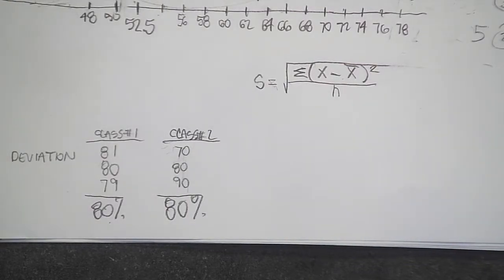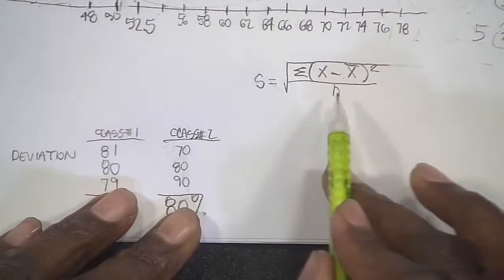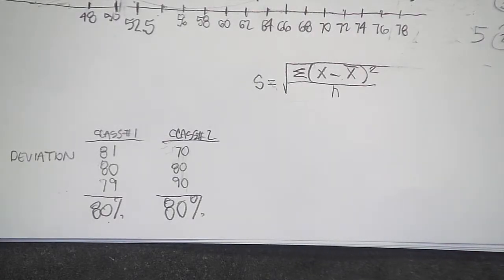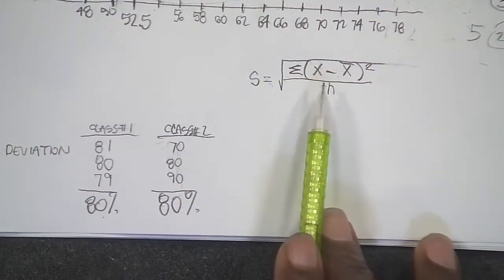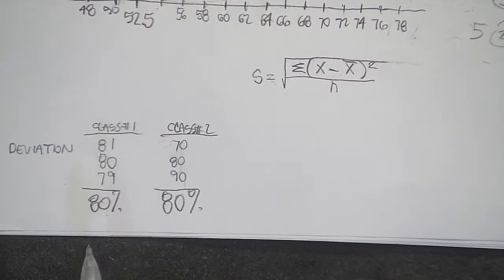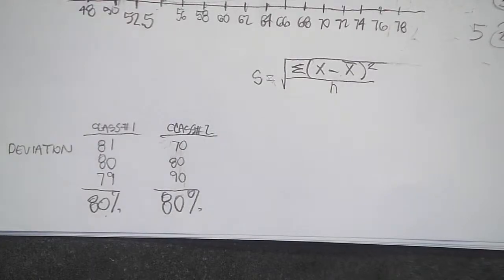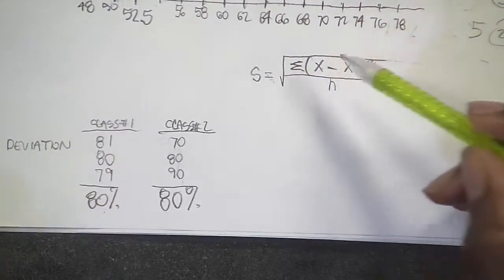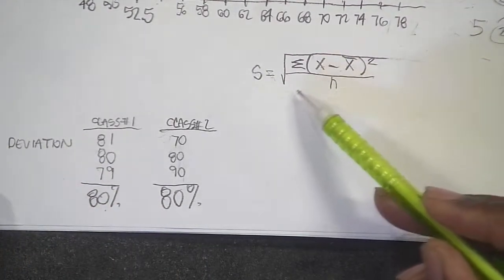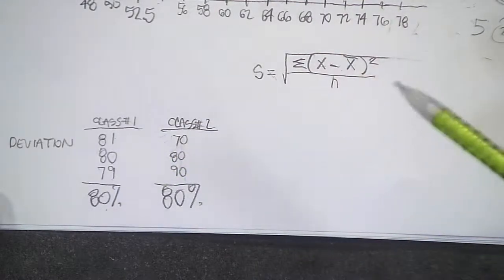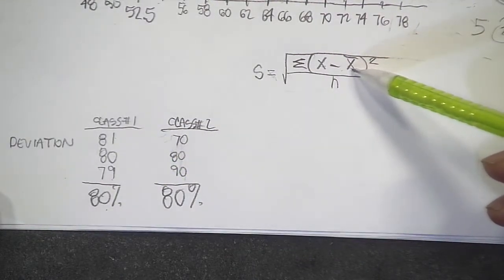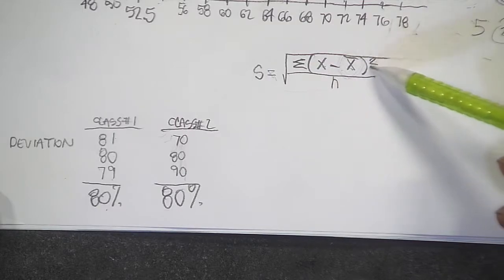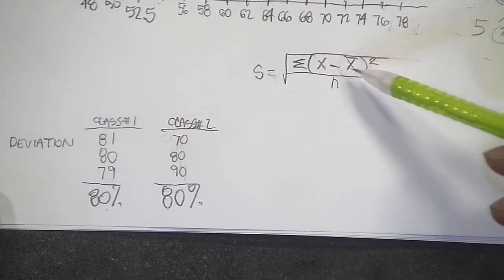Now, I would like my students to not only understand this formula, and we'll bring clarity to this in a moment, but I'd also like them to know how to put these scores into their calculator and have the calculator calculate the standard deviation automatically. What this x means is each individual score. What this x bar represents is the mean.